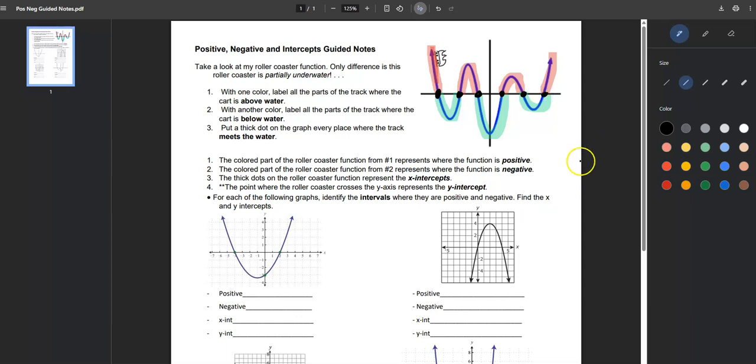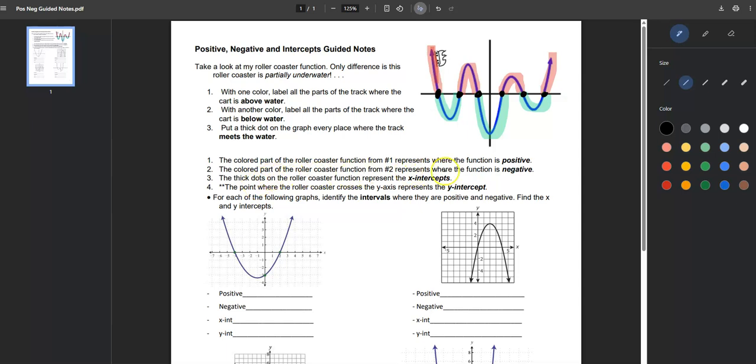Now that we've colored stuff, the colored parts of the roller coaster that are above the line, that is where it's positive. So all these red or pink sections are positive sections. The definition is what x values give me positive y values. Positive y values are going to be above the x-axis. The simplified way of saying it is anything that's positive is above the x-axis.